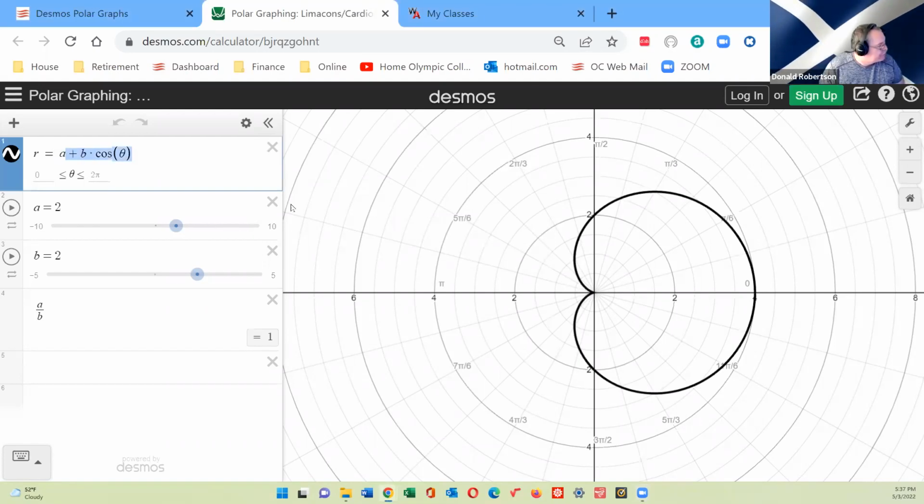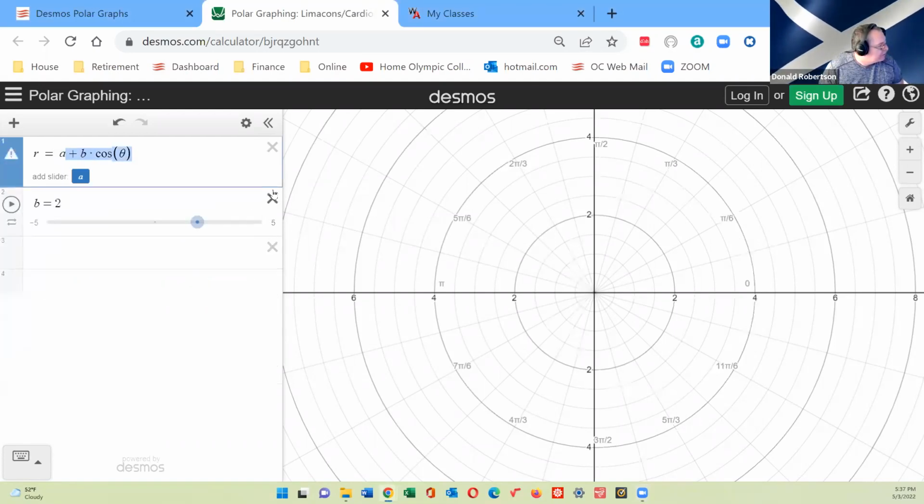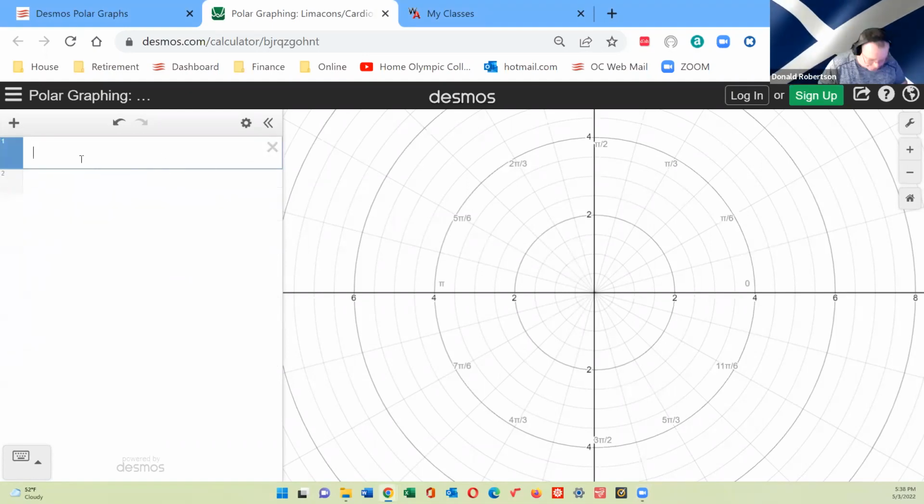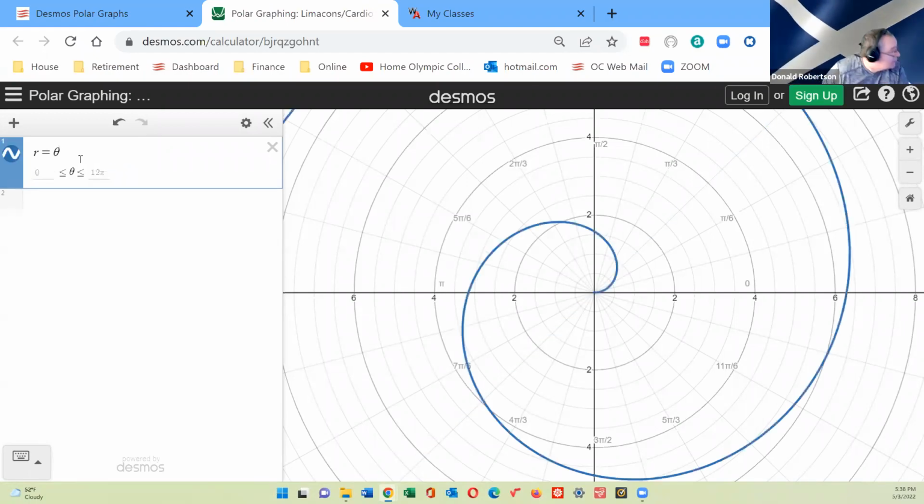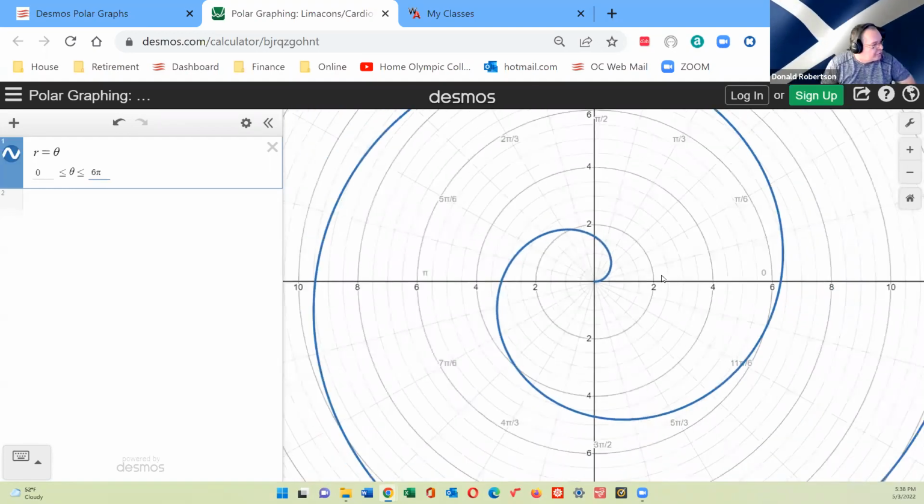Let's just kill these things. I don't really need them. Actually, just kill all of it. And then just do R equals. So when you do a curve, typically a curve in polar format is going to be R equals a function of theta, right? So if I just do R equals theta, there you go. And just like in parametric, I could say I'm only interested in doing it from 0 to maybe 6 pi.